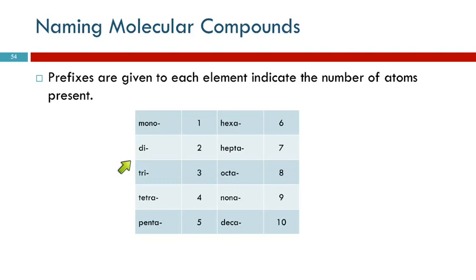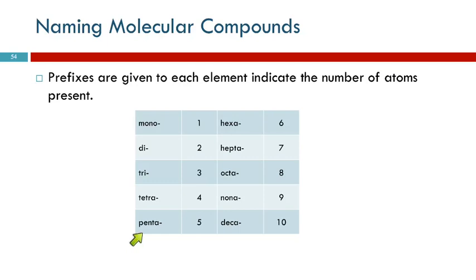Mono is the prefix for 1, di for 2, tri for 3, like a triangle has 3 sides. Tetra might be strange to you. Tetra means 4. Anybody familiar with the game Tetris? All of those shapes that fall in Tetris are made up of 4 squares. It's not a coincidence. It's named Tetris because of that.